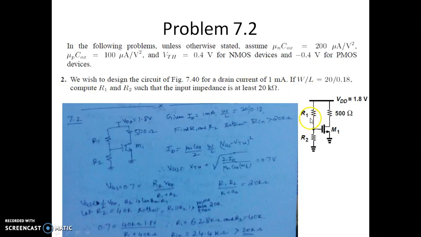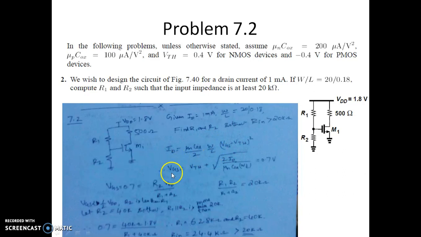This is the circuit diagram we have. We are asked to estimate R1 and R2 such that the input impedance of the circuit is at least 20 kilo ohms. From the available data, we can estimate the VGS required to have a current of 1 milliampere flow with W by L as 20 by 0.18. Using the equation ID is equal to mu n Cox by 2 into W by L into VGS minus VTH whole square, we know everything except VGS minus VTH.